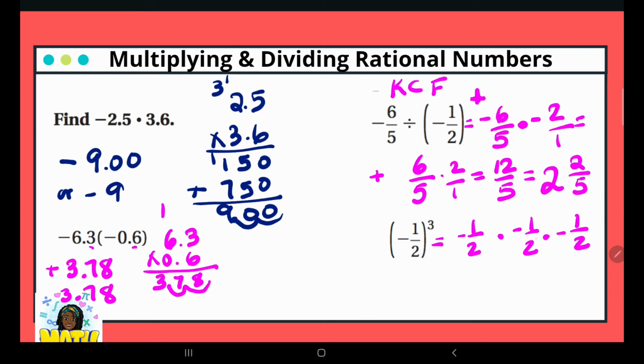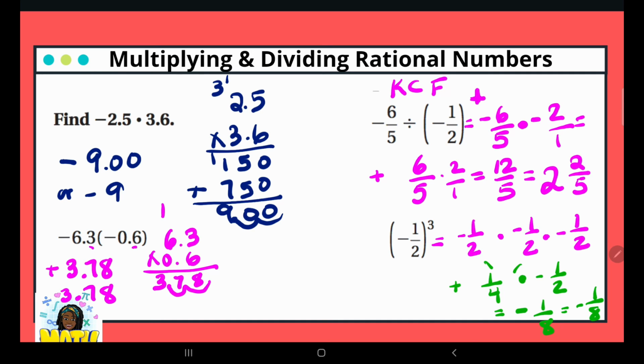So negative 1/2 times negative 1/2 is equal to positive 1 over 4. 1 times 1 is 1, 2 times 2 is 4. Now I'm going to bring down the third negative 1/2. So now I have a positive number and a negative number. So a positive times a negative is going to end up being a negative. That is absolutely correct. 1 times 1 is 1. 4 times 2 is 8. So for a final answer of negative 1 over 8.